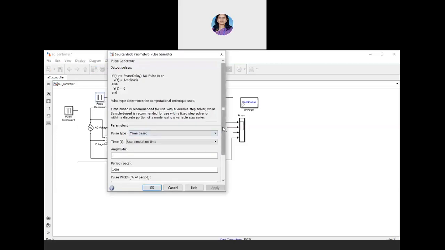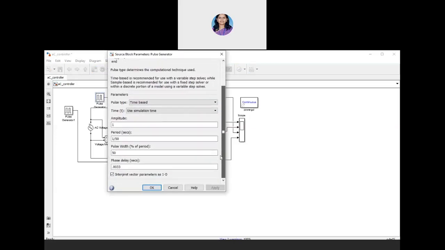In the pulse generator, we can see there are three inputs. That is amplitude, the amplitude of the pulse. What is the period of the pulse? So here I am mentioning 1 upon 50 because we know the frequency of the AC is 50 Hertz, and the time period is 1 upon 50. Pulse width I am considering right now as 50%. What is phase delay? The phase delay is according to the firing angle. I have calculated this phase delay in the form of time, that is in seconds.